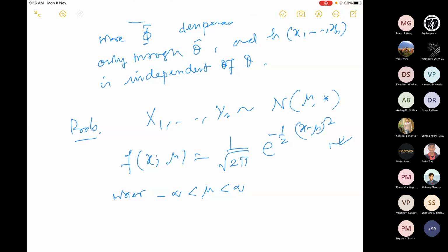guys, can you hear me? Yes, sir. So what is the value of sigma square here? If it is normal, what is the value of sigma square? What is the formula for the normal distribution?